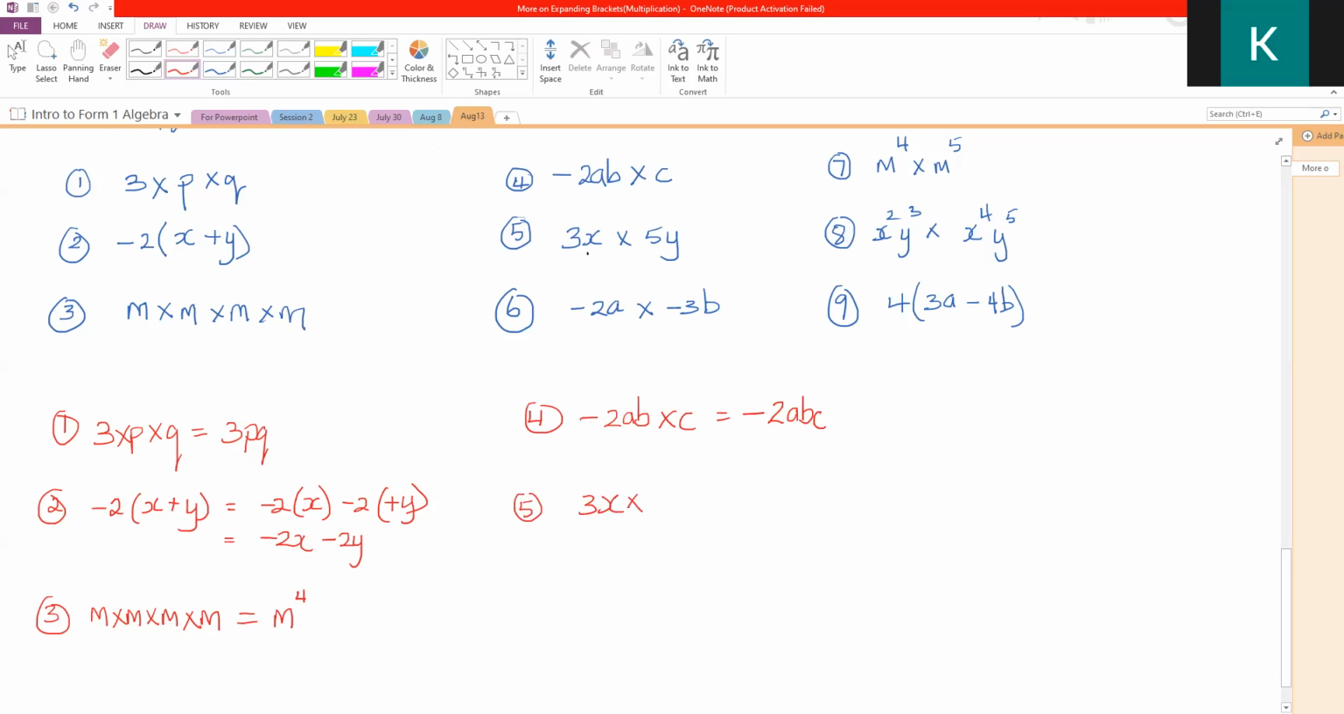Number 5, 3x multiplied by 5y, right? They're both positive, so the answer is going to be positive. 3 by 5 is going to give me 15, and we combine the letters together. Number 6, -2a multiplied by -3b. A negative by negative is going to give me a positive. 2 3s is 6, and then we have ab.